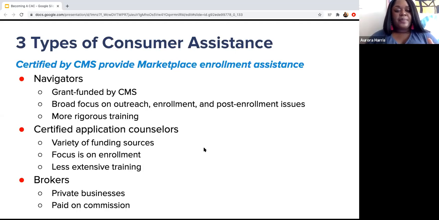Then you have your certified application counselors, and those come from a variety of funding sources. The focus is on enrollment and less on the outreach piece, but as a CAC, you can do outreach. And the training is less extensive. If you sit down and do it in one sitting, it takes about 8 to 10 hours. And then you have folks who work for Blue Cross Blue Shield, work for Molina, a private health insurance business, and they're paid on commission, but they are able to help people navigate healthcare.gov as well.